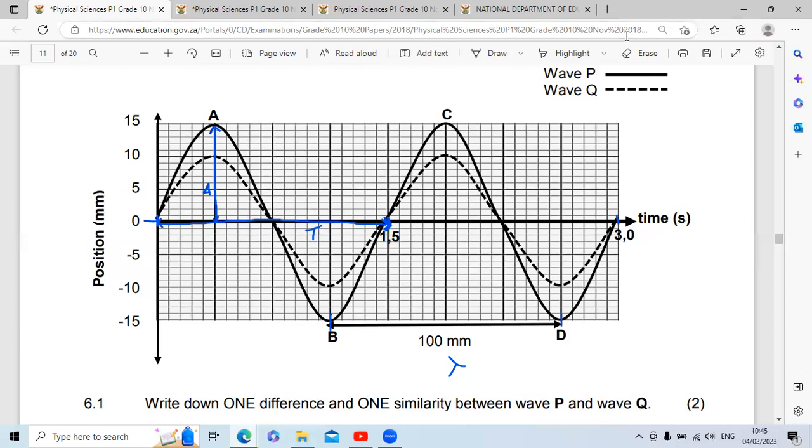Let me try to erase everything. Sorry, it's not erasing, so that's a bummer.